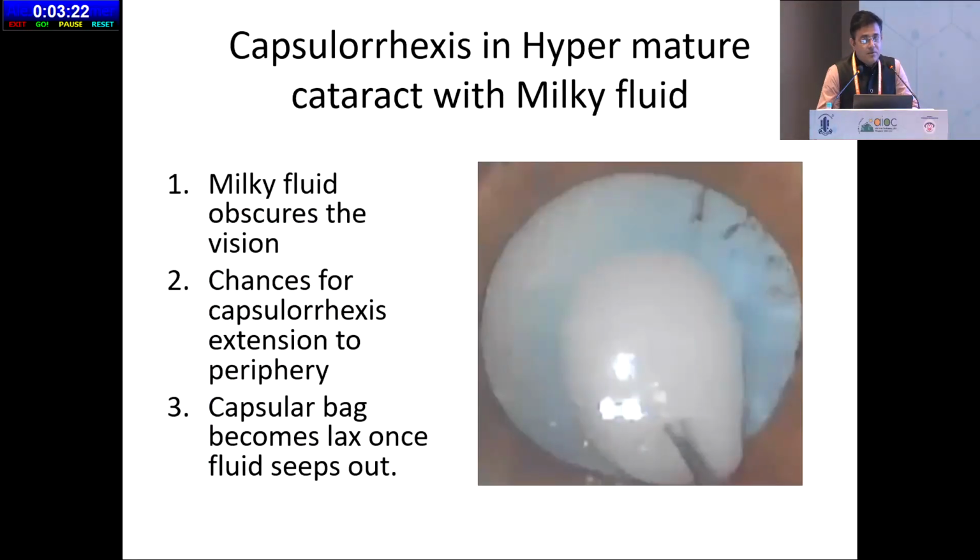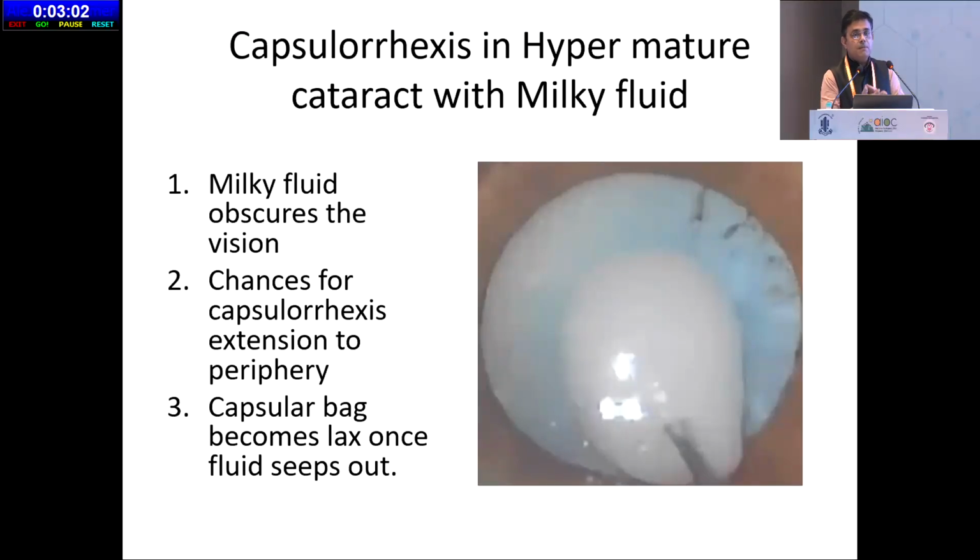Then, common capsular rhexis in hypermature cataract: milky fluid normally obscures the vision. Chances of capsular rhexis extension at the periphery are very high. Once that fluid seeps out from the bag, the bag becomes very lax, and because of the small nucleus you don't have the support for the capsular rhexis. So the capsular rhexis becomes difficult in these kinds of situations.